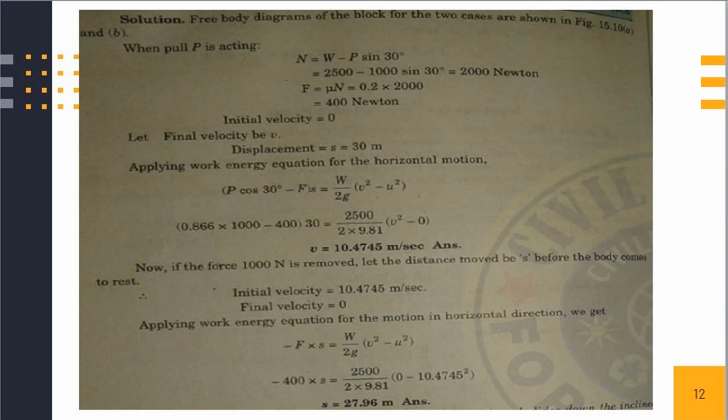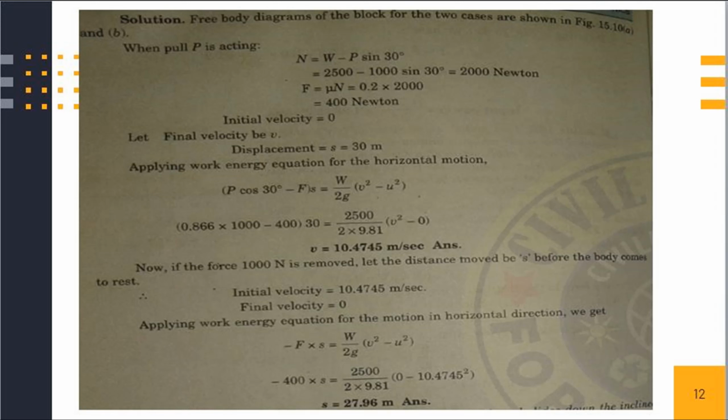Applying work energy equation for horizontal motion, we get P cos 30 minus F into S is equal to W upon twice G into V square minus U square. That is, according to the work energy equation, the work done by the body is equal to the change in kinetic energy. Therefore, we get V is equal to 10.4745 meter per second.